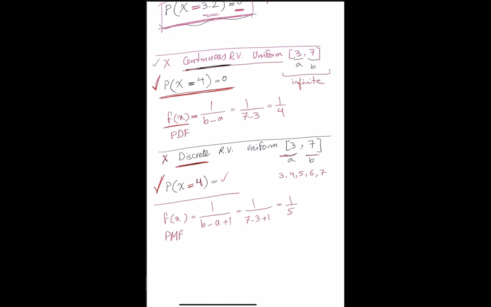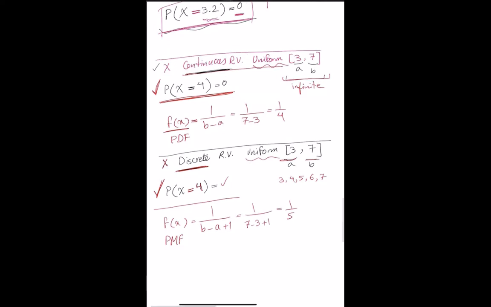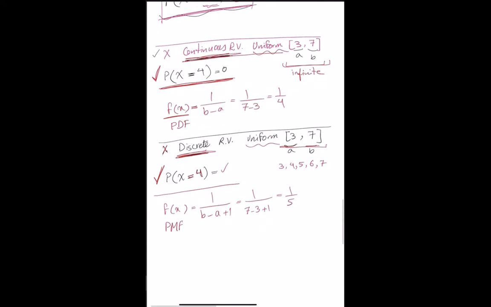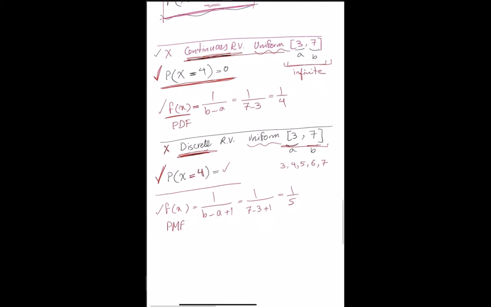So pay attention. Both of these are uniform random variables, and both are in the same range, 3 to 7. But one of them is continuous, one of them is discrete. They have different probability functions. The probability density function for the continuous random variable has a different form than the probability mass function for the discrete random variable. And what does this probability mass function mean? It means the probability that we pick any one of these numbers, right?